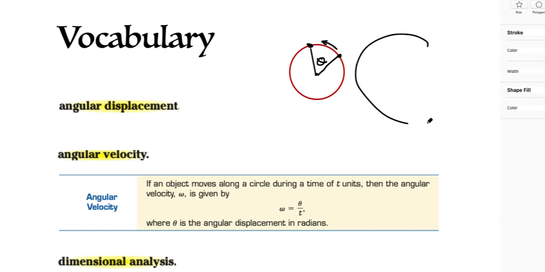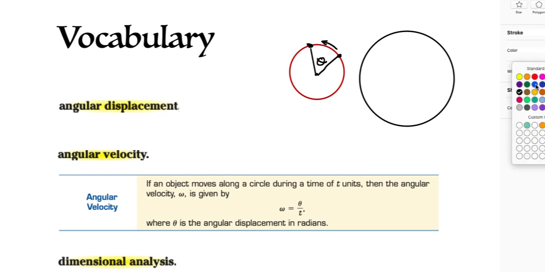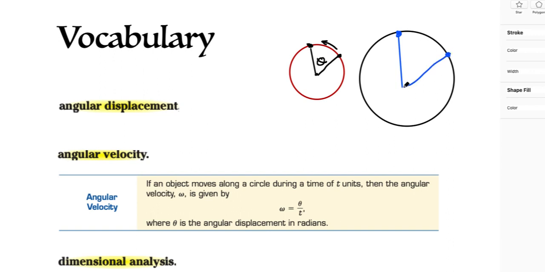So if I were to have, let's say, a larger circle, and I could talk about this blue dot that has traveled from here to here, it makes sense that the angular displacement could be the same even though the distance is different. So if these two theta values are equivalent, then our angular displacement would be the same.